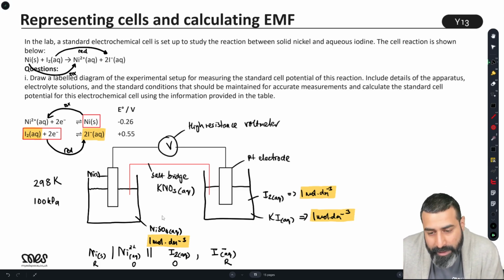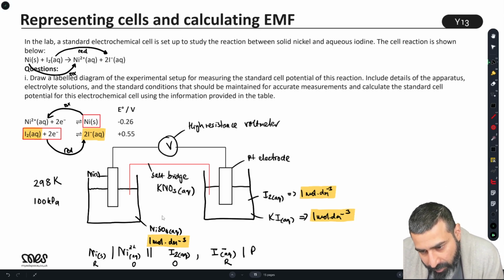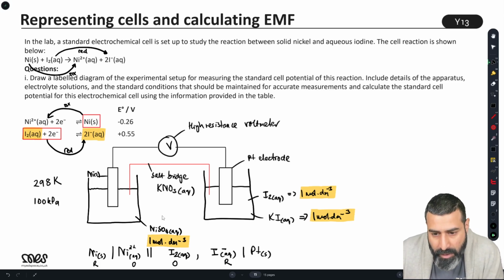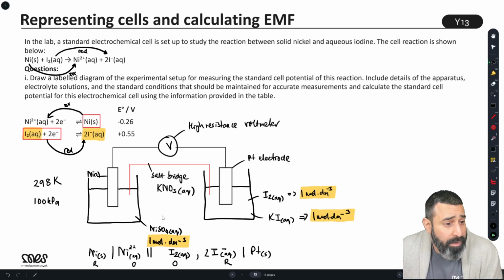And then we need a line, because I've got a platinum electrode which is solid and it's in a different phase to the I2 and the I- because they're in solution. You can put the 2 if you want. Okay, sorted. That looks good to me.